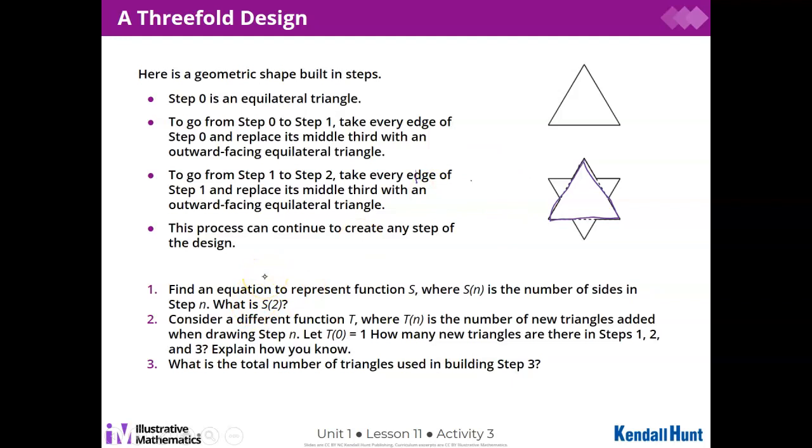What I'd like you to do is answer the question, so go ahead and draw what you need to draw. Find an equation to represent the function s, where s of n is the number of sides in step n, and what is s of 2? Consider the different function t, where t of n is the number of new triangles added when drawing step n. Let t of 0 equal 1. How many new triangles are there in steps 1, 2, and 3? Explain how you know. Then what is the total number of triangles used in building step 3?